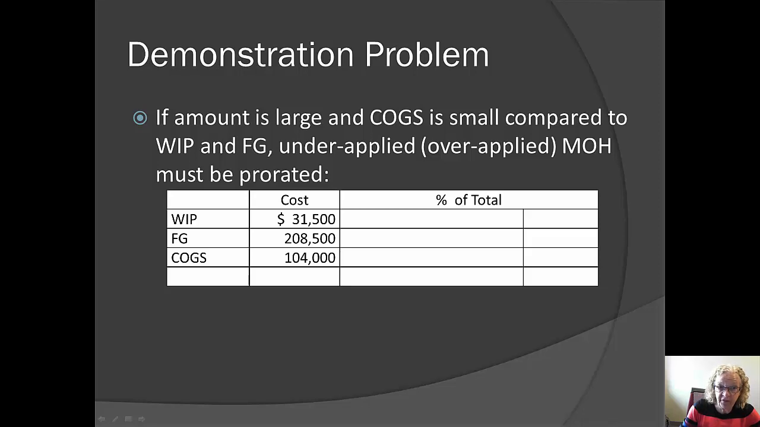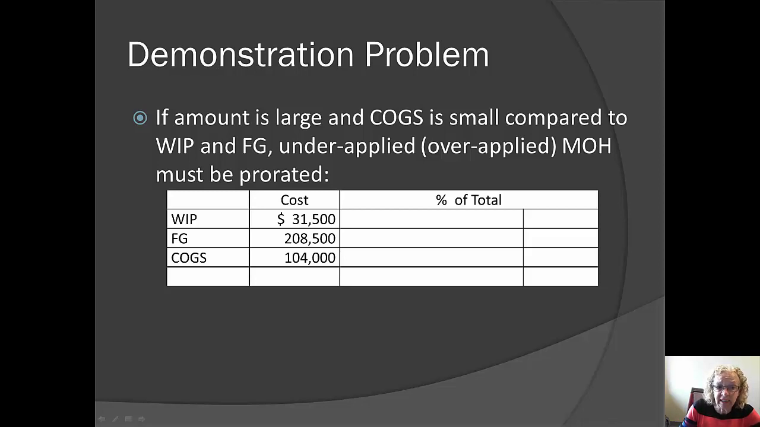Now, if a firm feels that the amount of overhead that has been overallocated or underallocated is very large, or if the firm feels that its cost of goods sold is not significantly bigger than its work in process and finished goods account, then the firm needs to prorate the underallocated or overallocated overhead. Prorating means using percentages to assign a portion of this overhead cost to each of the three accounts.